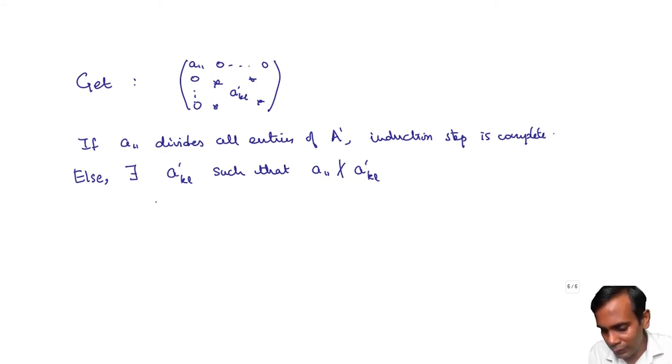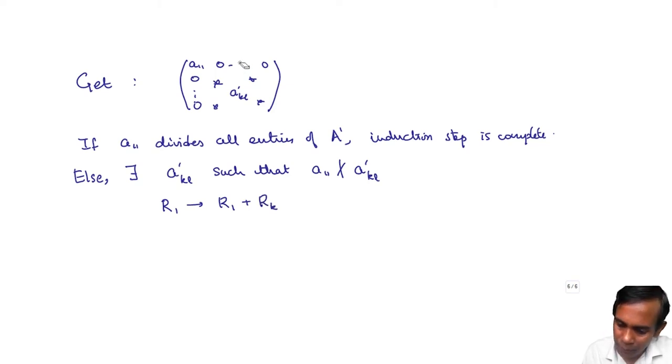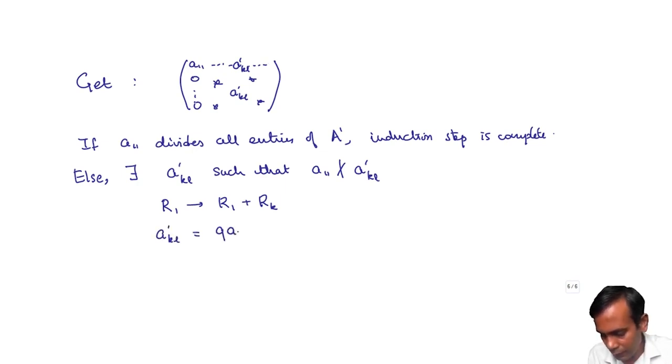What you can do is now say R1 goes to R1 plus RK. So what will happen is that that will bring this entry A prime KL up here, and it will also mess up the rest of the first row. Okay, but then you can again apply the Euclidean algorithm. So A prime KL is Q times A11 plus R, where D of R is strictly less than D of A11.